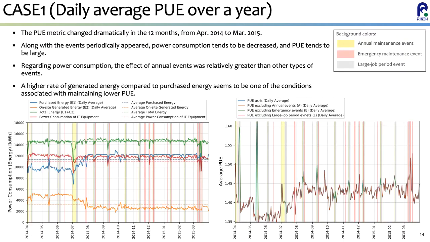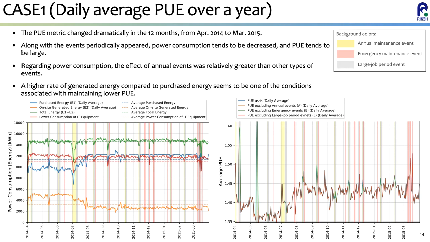This is the first case, to show a time series of daily average PUE over a year. This figure is based on April 2014 to March 2015. During the 12 months, the PUE metric dramatically changed, as you can see in the figure of the previous slides. Yellow background color means an annual maintenance event. Gray color means a large job period event. Red background color means an emergency maintenance event.